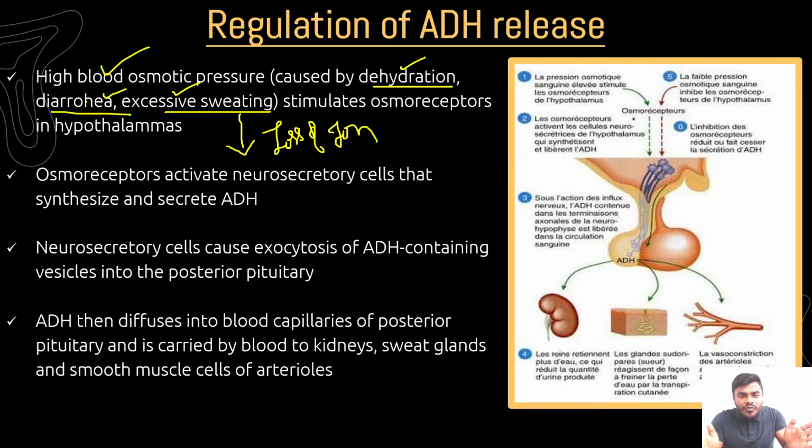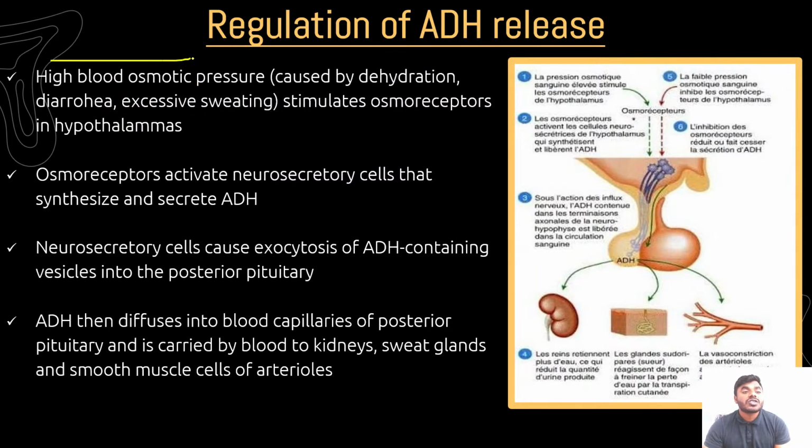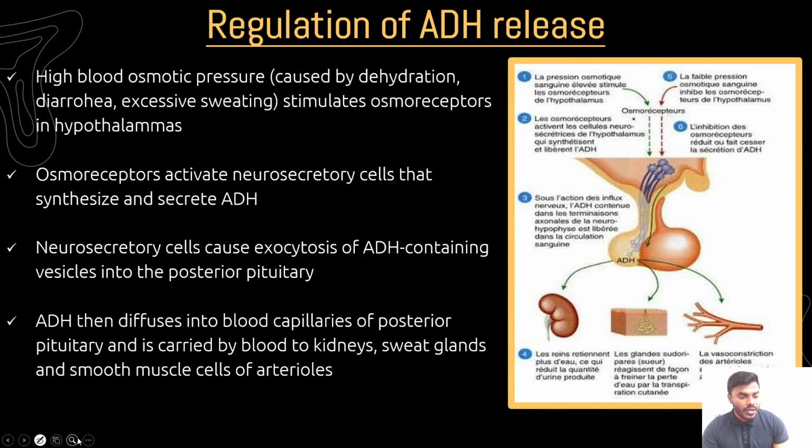When there is a loss of fluids, what is going to happen? Friends, there will be a high blood osmotic pressure. Please do not get confused with this particular statement at all. Now, listen to my statements very carefully without any confusion. Whenever the blood pressure is higher, immediately what happens? Because of the higher blood pressure, osmoreceptors present in the hypothalamus get activated.